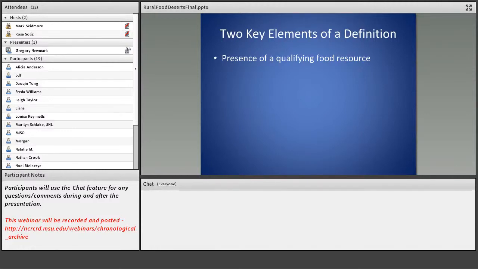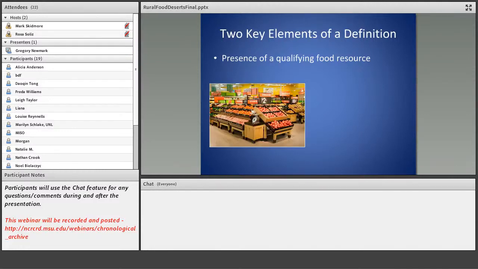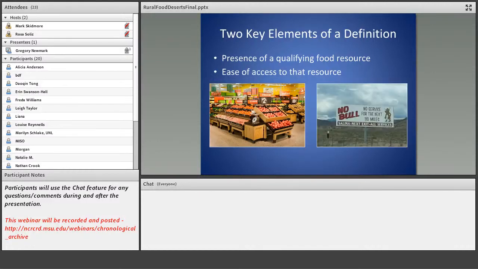One is you need to have the presence of some qualifying food resource, some oasis in the desert, so to speak. And you also need to consider the ease of access to that resource. I should say that we presented this slide to a planning conference in Salina, Kansas, and this sign is not from Salina, Kansas, but it was relevant for the idea that access to services of any sort was so difficult. It demonstrates the access point of view.